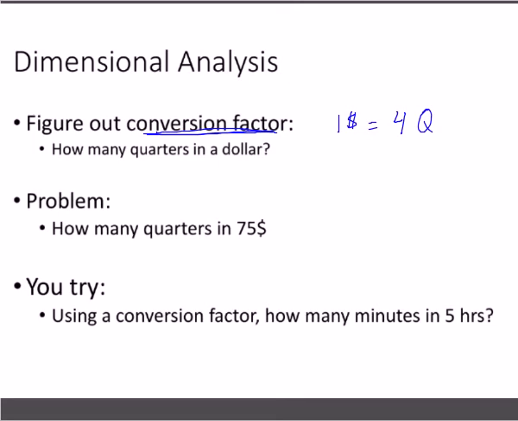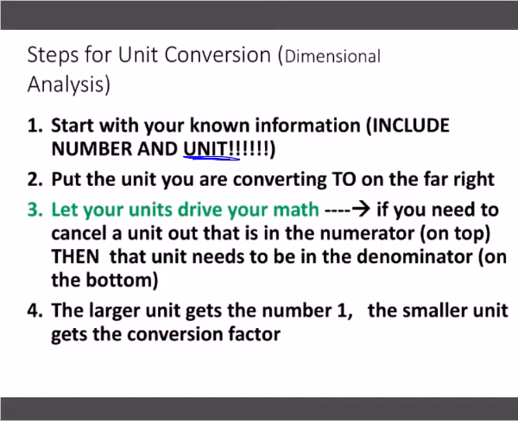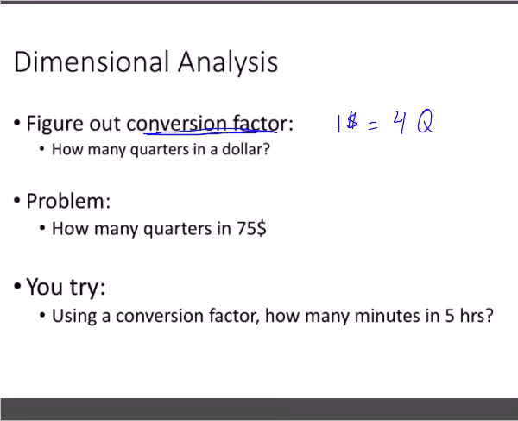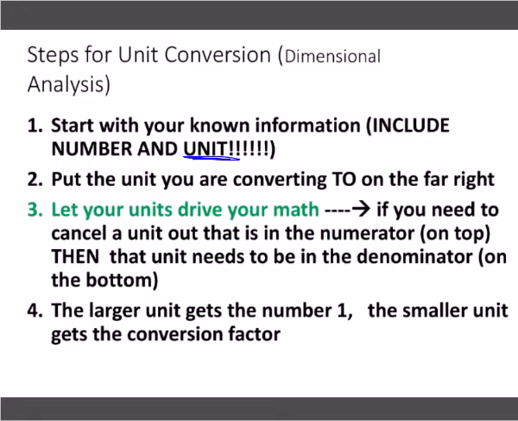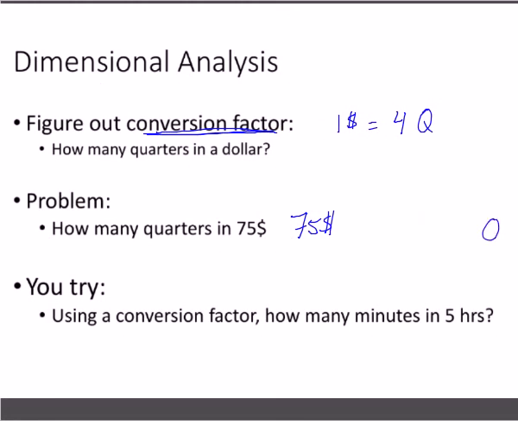If we follow those rules, step 1, start with your known information. In this problem, we have $75. We're trying to figure out quarters. $75, that's my starting information. That's step 1. I've written down what I'm starting with. Step 2 says put the unit you're trying to get to on the far right. So I'm trying to get to quarters. That's going to be my guide to remind me of where I need to end up.